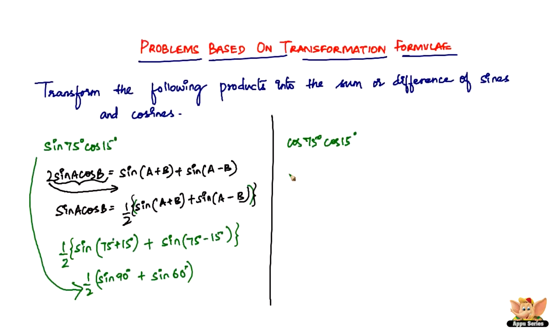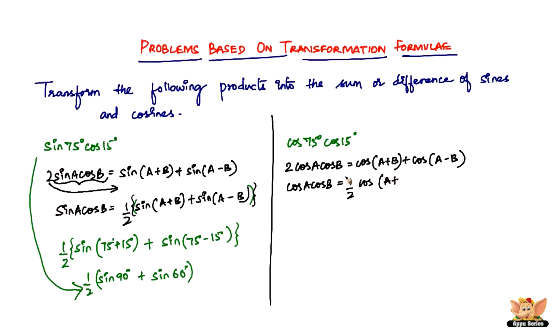So what is cos A cos B? 2 cos A cos B is equal to cos of A plus B plus cos of A minus B, right? So we do not have 2 cos A cos B, we just have cos A cos B. This 2 comes to the right hand side, then you get cos A cos B equals half of cos A plus B plus cos of A minus B, right? So this is going to be in brackets.